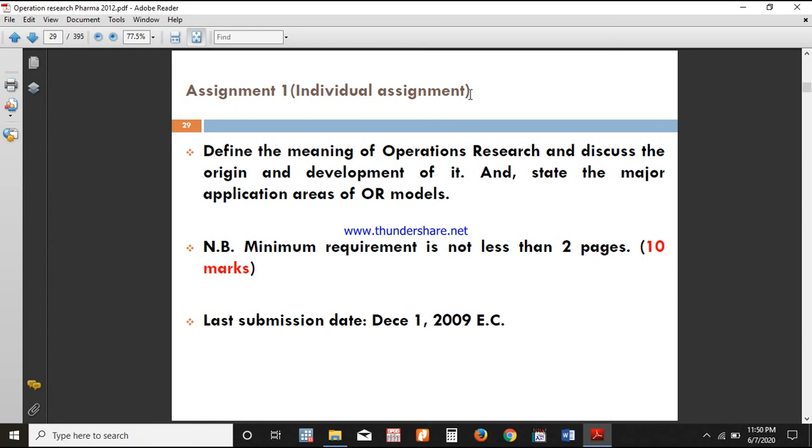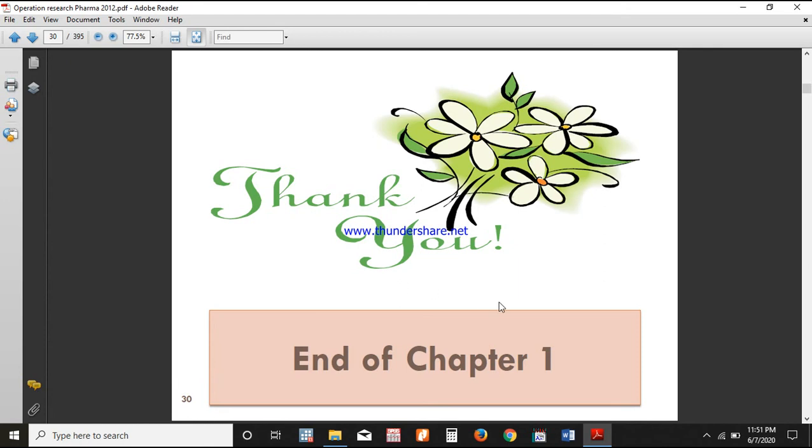Therefore, this is your first assignment, which is from chapter 1. You can define what operations research is, discuss the origin and development, and state the major application areas of OR models. What you should bear in mind here is that a minimum of less than 2 pages is needed. Therefore, thank you very much for your stay in this chapter.